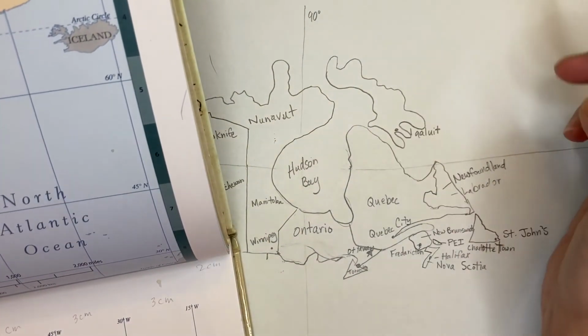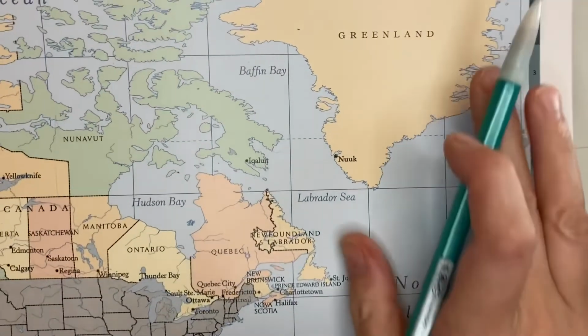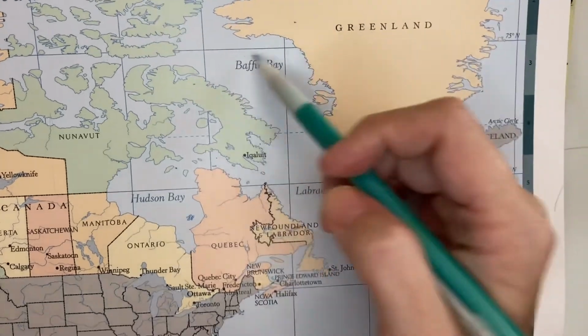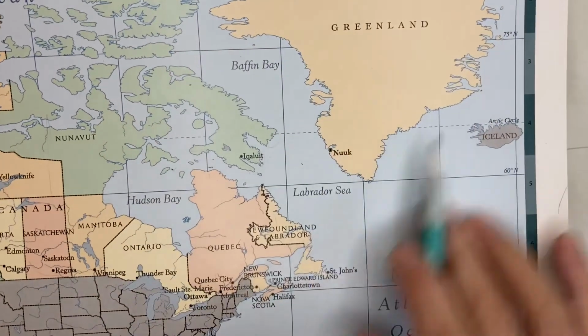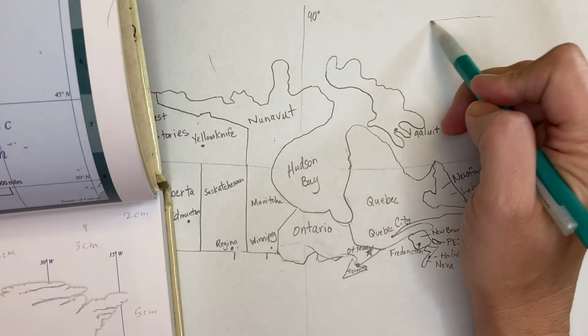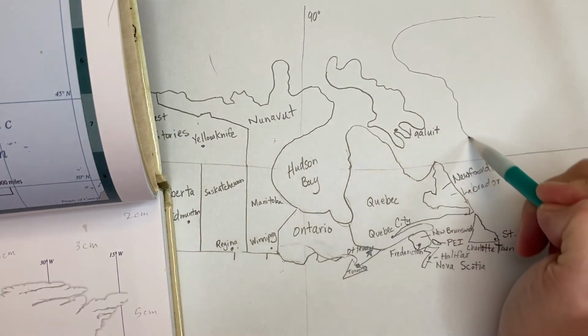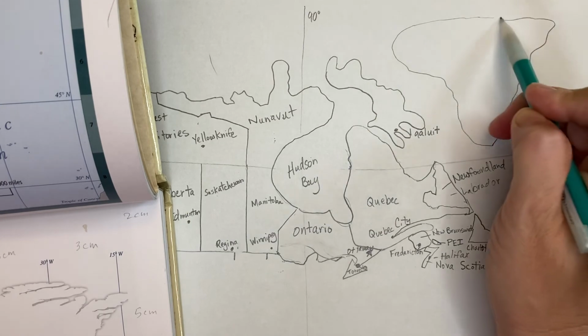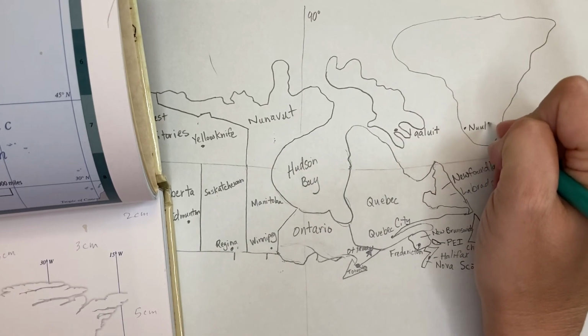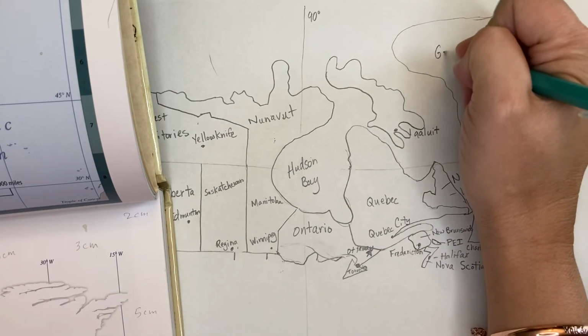And also on this map, it includes Greenland. Greenland is not part of Canada, but it's very close to Canada on a map. So if you want to do that, that's just kind of a big triangle. Okay, and Nuuk is the capital. Sorry if I'm pronouncing that wrong.